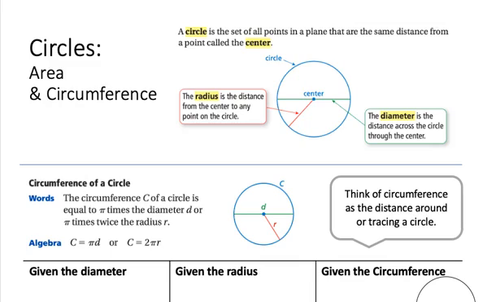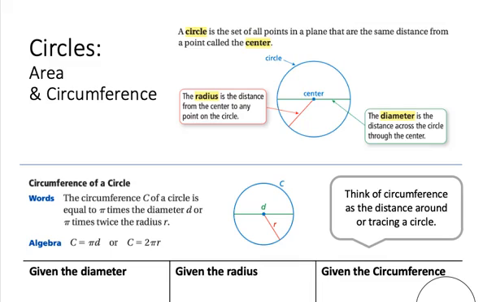So again, the center is in the middle, absolute middle of a circle, and the radius is the distance from the center to any point on the circle. So the radius is half a circle, right? Where the diameter is the distance all the way across through the center. So the diameter is from one side of a circle to the other.